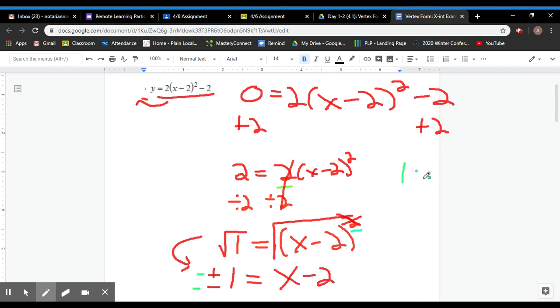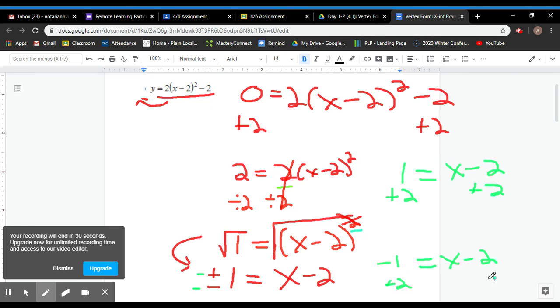So positive 1 equals x minus 2. And then the second equation you get is negative 1 equals x minus 2. And then once you finish solving these two equations for x, those are your x-intercepts, whatever they give you. So in both of these cases, in order to get x by itself, you're going to have to add 2. Okay. So on this top one, you get 3 equals x. And for this bottom one, you get 1 equals x.